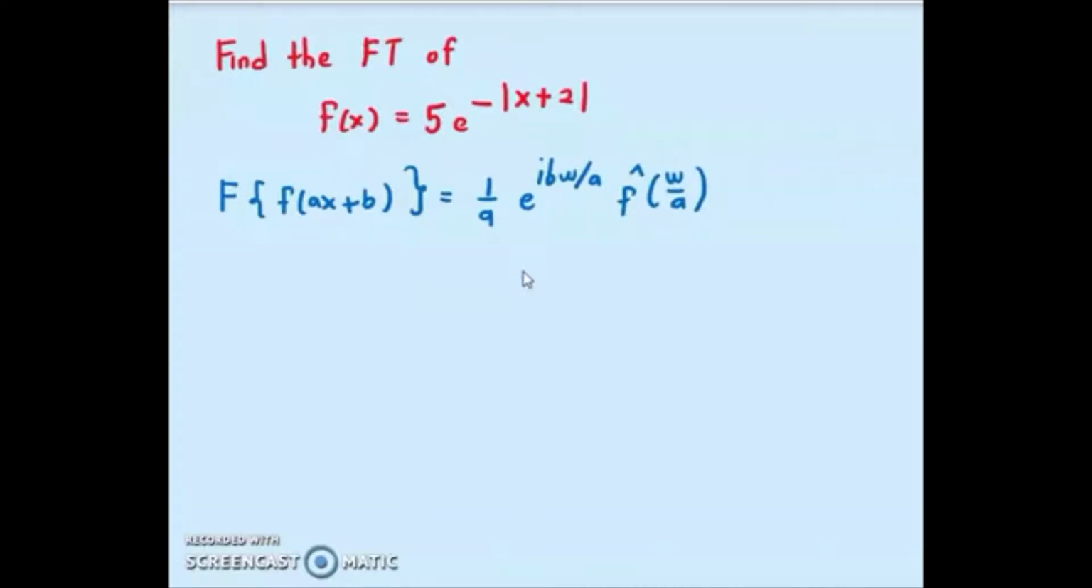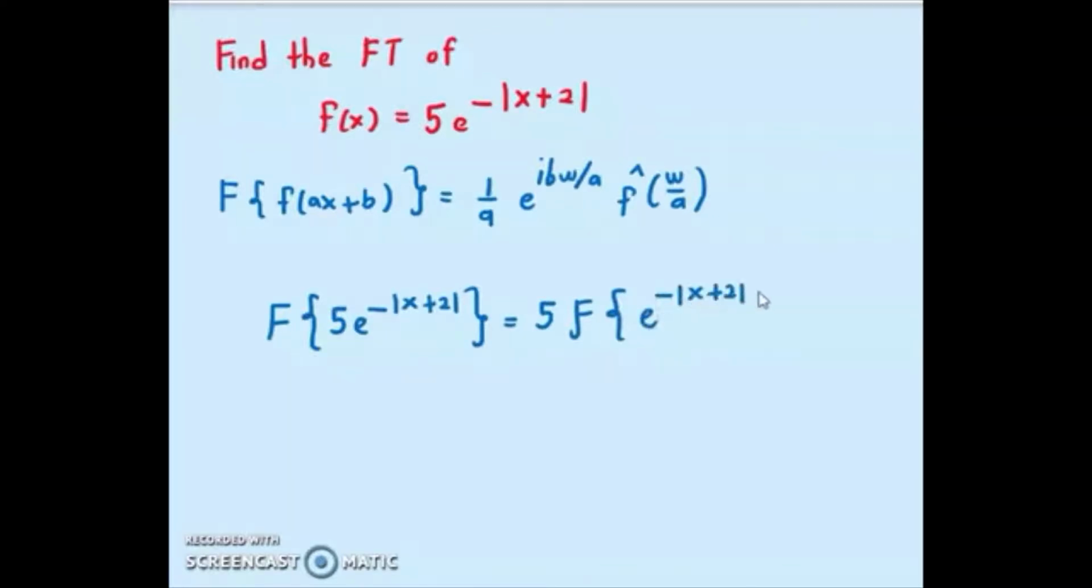First of all, how do you do this? So we have the Fourier transform of 5e to the negative x plus 2. Now by the linearity property, I can take the 5 out, leaving me with the Fourier transform of e to the negative x plus 2.